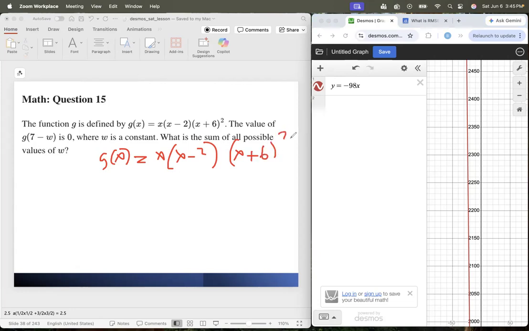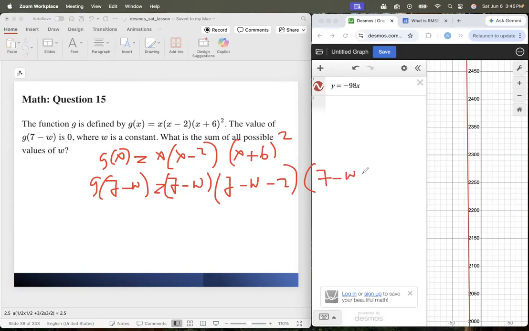And it said g of 7 minus w, where here I put g of 7 minus w. So wherever I see x, that's where I put the function. That is all. You put that information, 7 minus w, there. It's annoying, but that's the function. 7 minus w minus 2. Same thing, 7 minus w plus 6. Just be patient and then go through it.